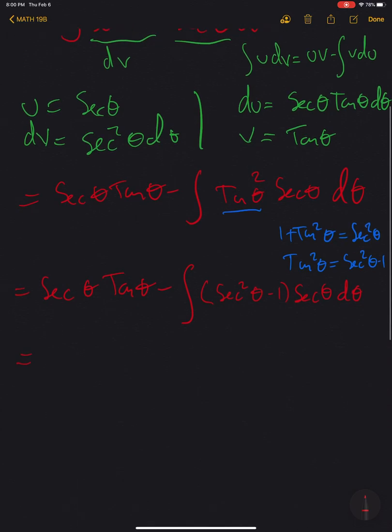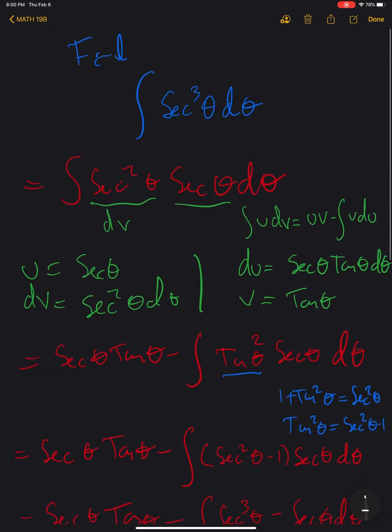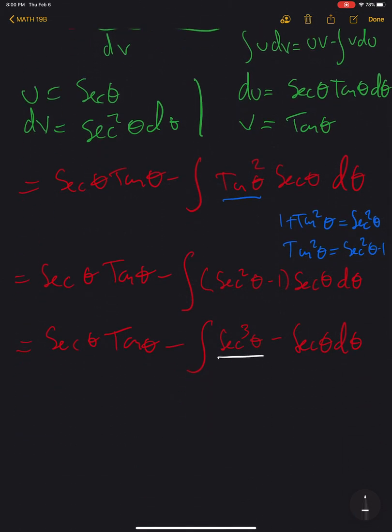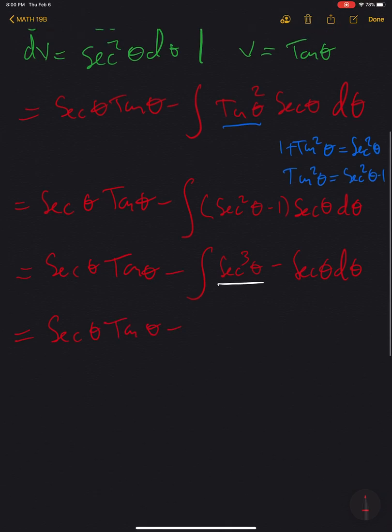So let me just simplify this a little bit. This will become secant theta times tangent theta minus the integral of, and we can distribute this, secant cubed theta minus secant theta d theta. So it seems that we really have done nothing, because if you check, we have again the original integral that we have. But that actually is not entirely bad. We can split this into parts, and this will turn out to be very convenient. So we have this to be the integral of secant cubed theta d theta plus the integral of secant theta d theta.